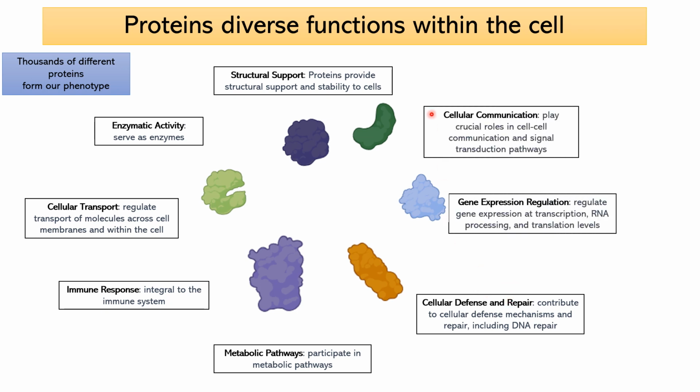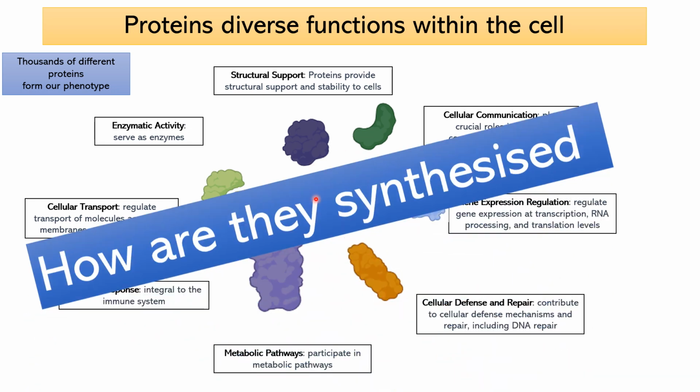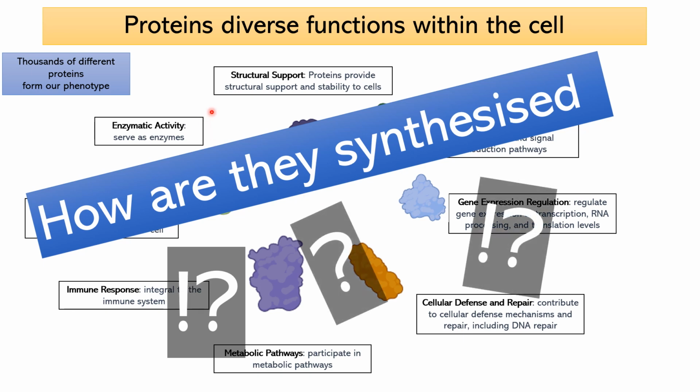Other functions include cellular communication, so how cell-cell communication occurs. Proteins are required for that, and they are very important for regulating gene expression itself. For example, they can induce the expression of some genes, and they can inhibit the expression of some genes. These functions are just a glimpse of the very diverse functions of proteins. So the question is, if these proteins are very important to our cells and to their structural and functional roles, how are proteins synthesized? That's what we're going to cover in this video.